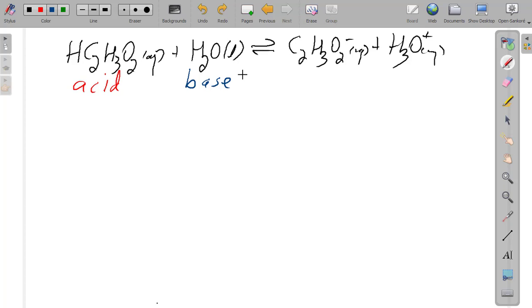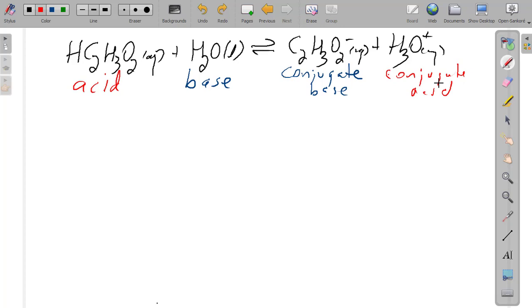Then we can get to the conjugate side. What was the acid? The carbon-containing species was the acid, so that must mean then it is the conjugate base. Then what was the base? The water, the oxygen-containing species. On the right, the oxygen-containing species must then be the conjugate acid. All right, so there's the 4 parts for that one.